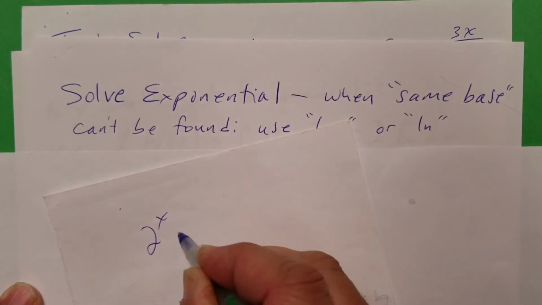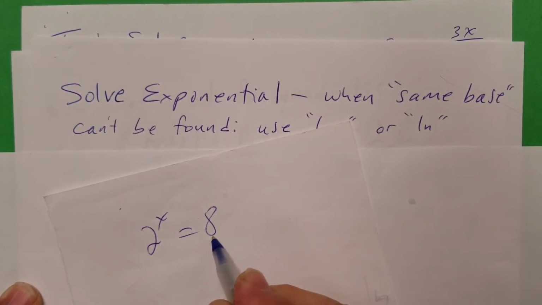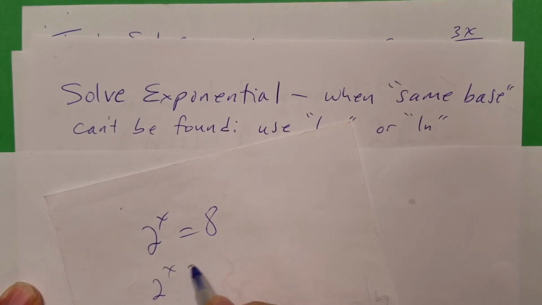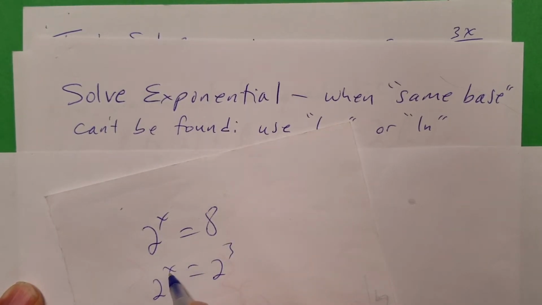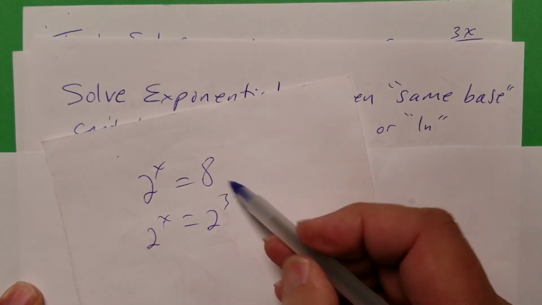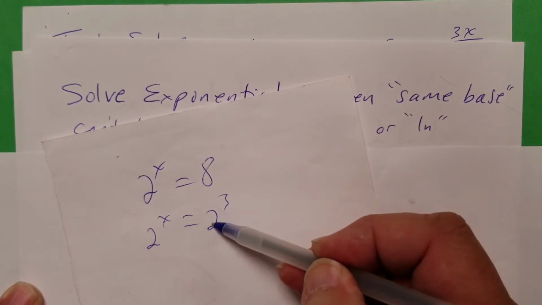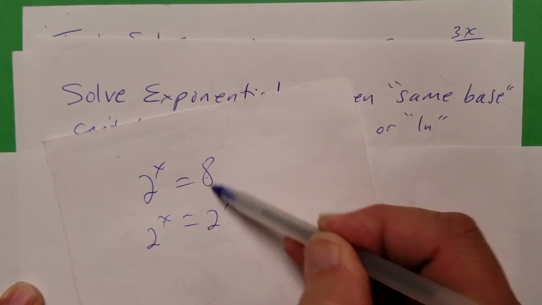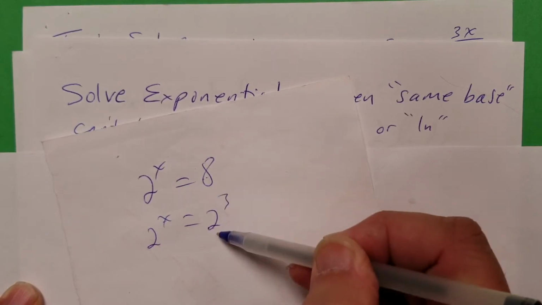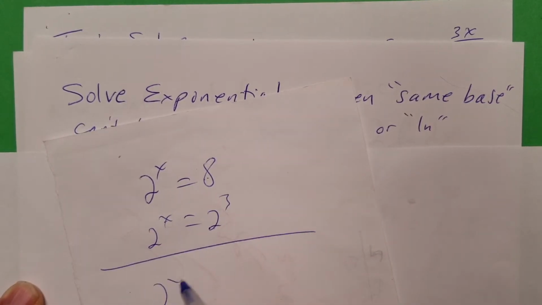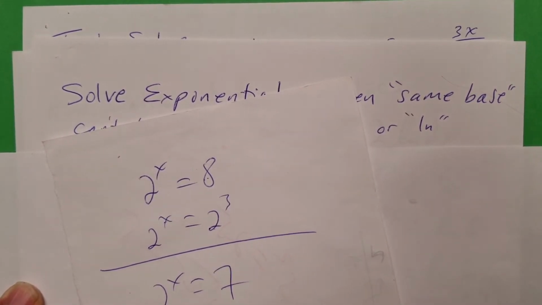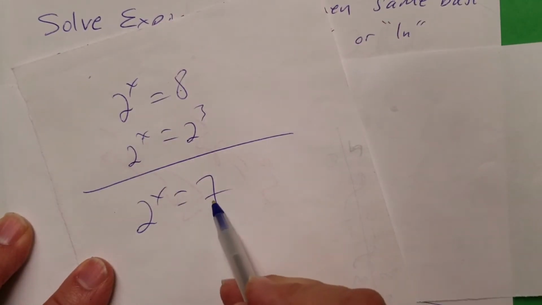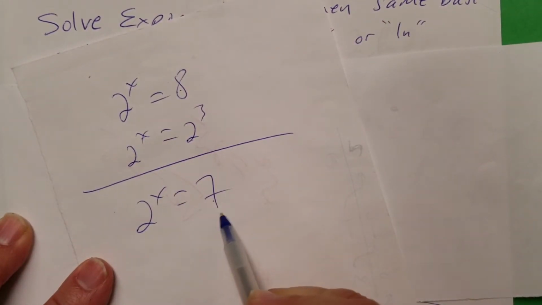2 to the x equals 8, and you say, oh yeah, that's 2 to the third. So 2 to the x is equal to 2 to the third, so you say, oh, that's easy, x equals 3. But that worked because you were able to change this 8 to a base 2. That's why that worked. What if we started like this? Now what? There's no way to change that to a base 2. So what do you do now?